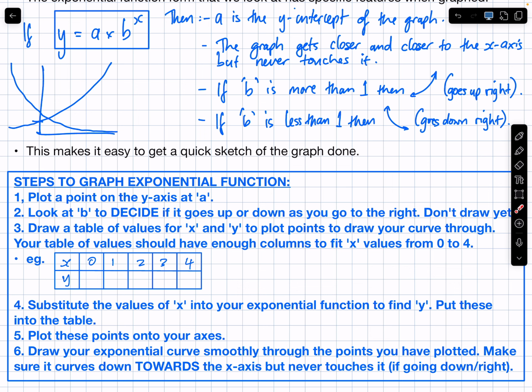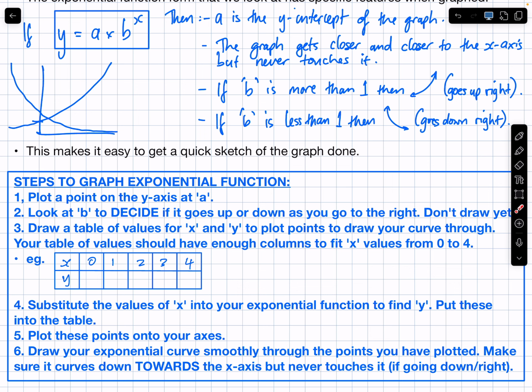Substitute x is equal to 1 into it. 0.5 times 2 to the power of 1. What is anything to the power of 1? Itself. So it's going to be 0.5 times 2 to the power of 1, which is itself, 2. What's 0.5 times 2? Two halves is going to be 1. So I've got another dot that I can place. I'll just fill in the table though.